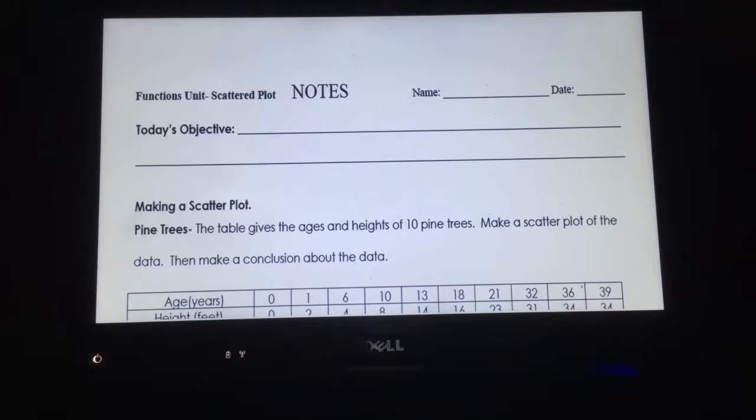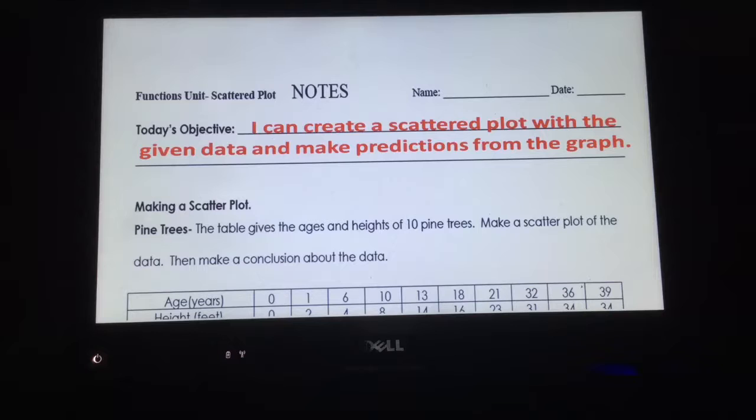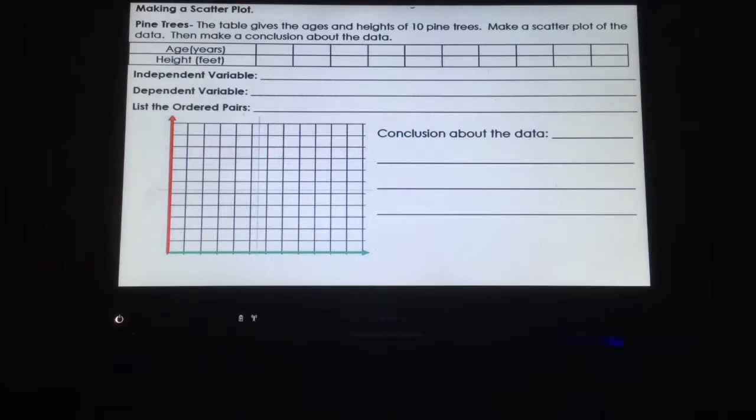Hey guys, welcome back. So today's objective is I can create a scattered plot with the given data and make predictions from our graph. So we're just going to go right ahead and get started, and we're going to create a scattered plot. Alright, so now what we're going to do is we're going to plot some points.